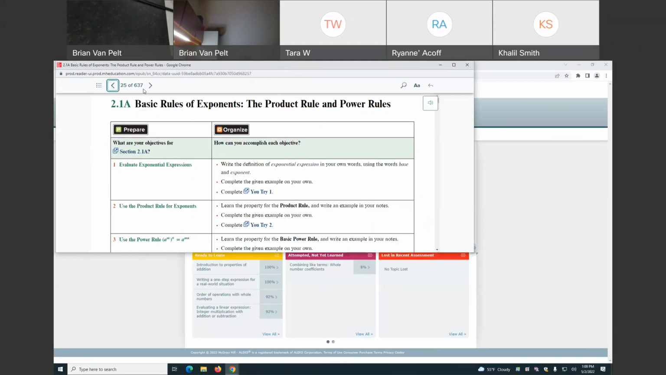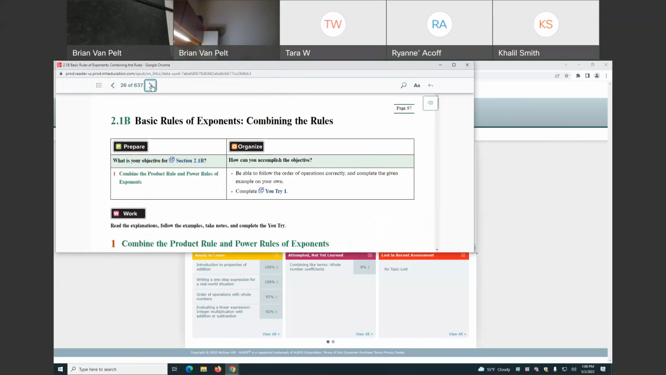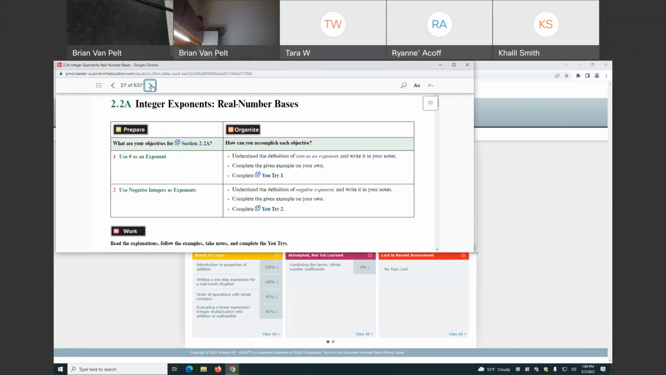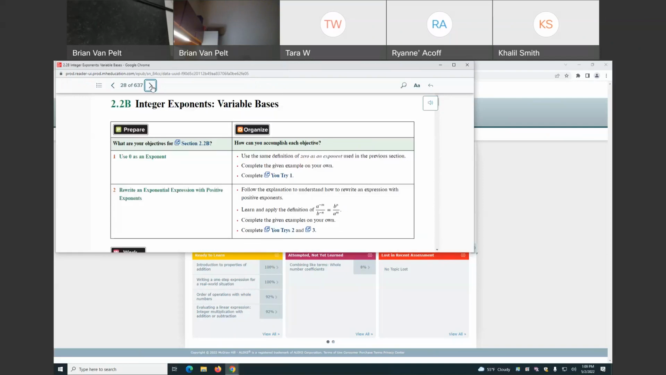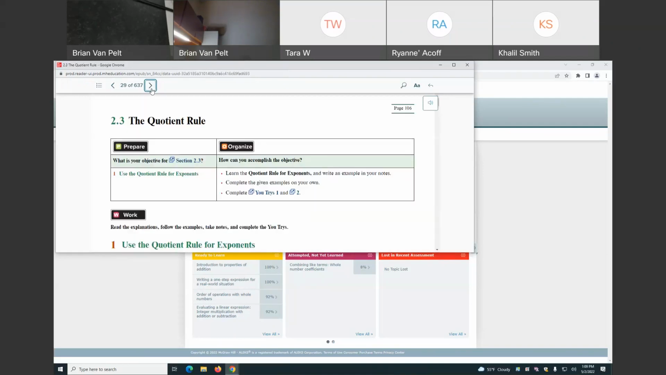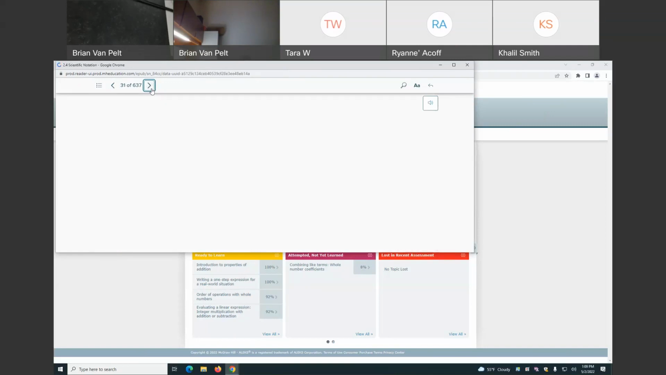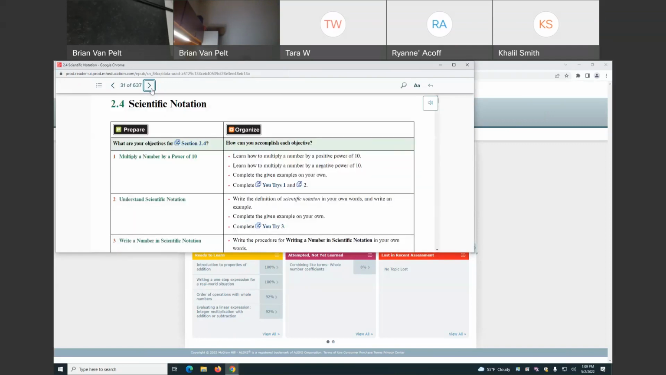So we did 2.1a, 2.1b, 2.2a, 2.2b, 2.3, and 2.4. Okay? They cover everything, it was exponents.